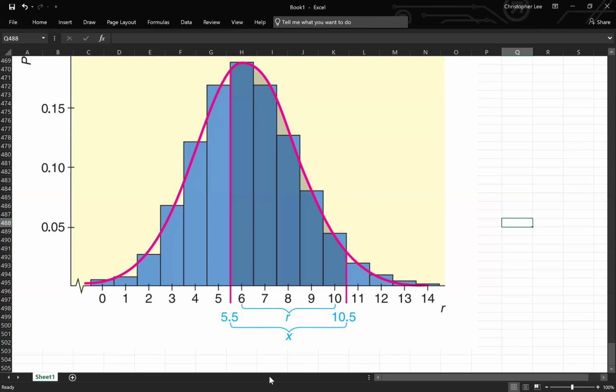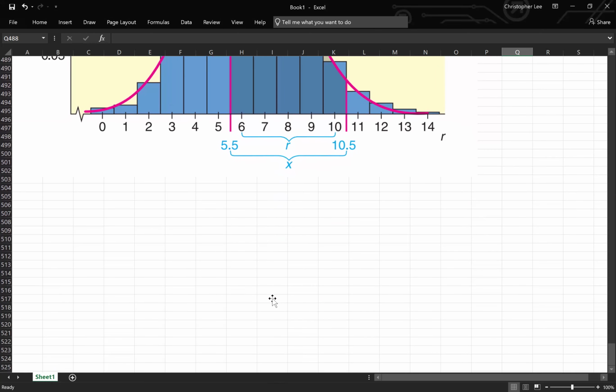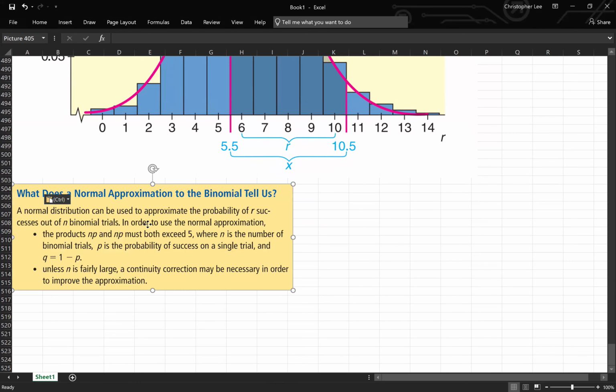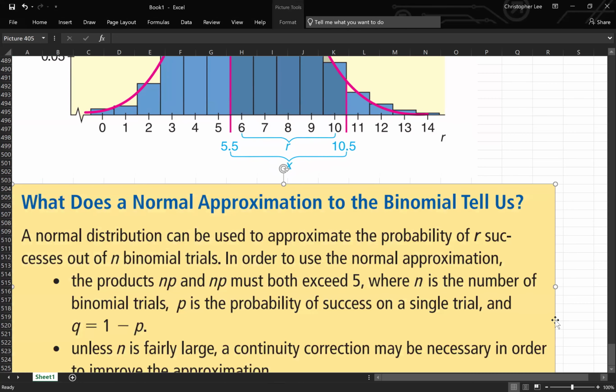This is good stuff. Let's dig a little deeper real quick. What does a normal approximation to the binomial tell us?